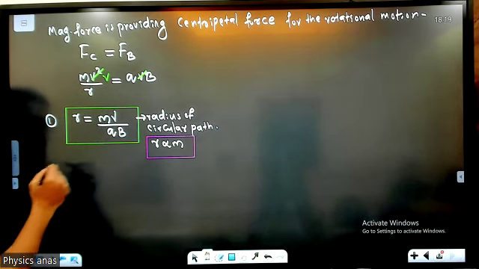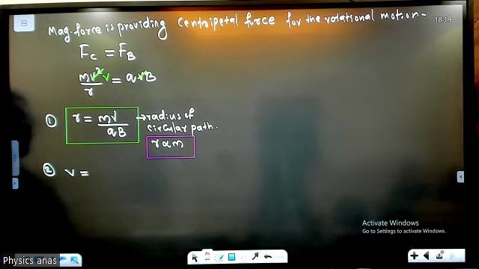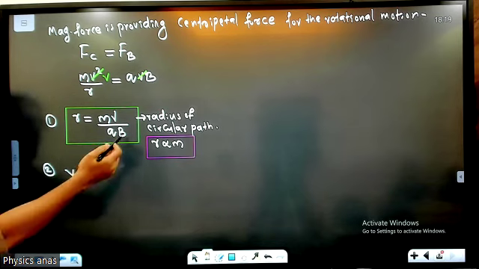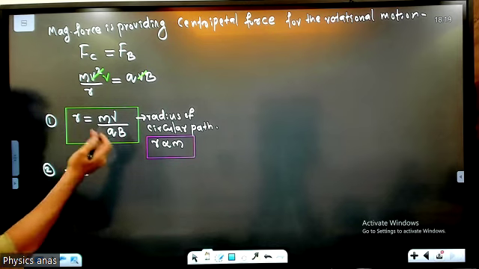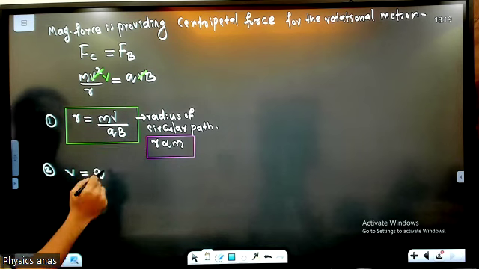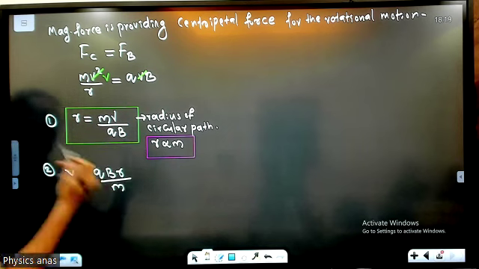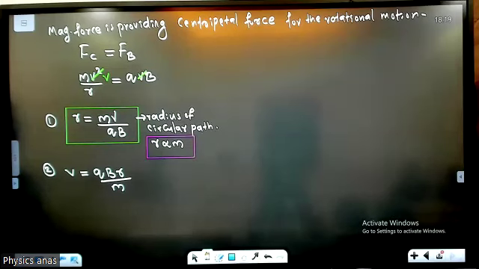And you can find the equation for V from this equation. What is the equation for V? You can bring the other terms to the other side. Then V is QB R divided by M. V will be Q into B into R divided by M.